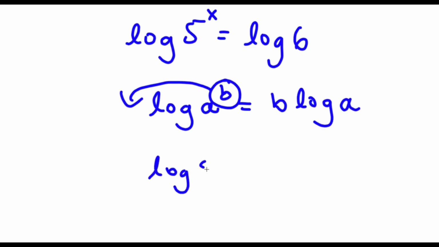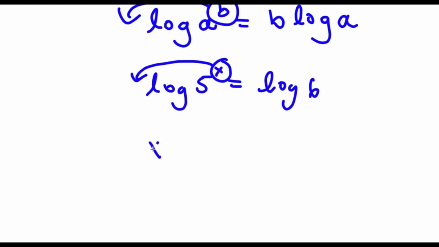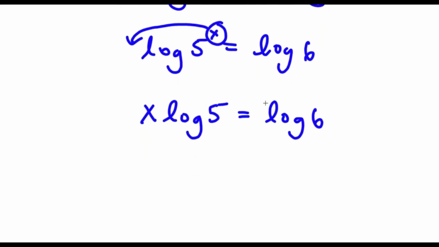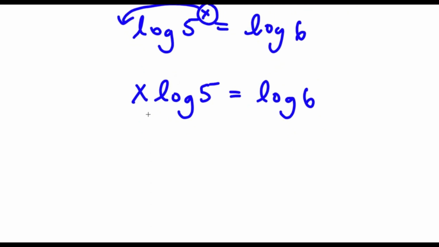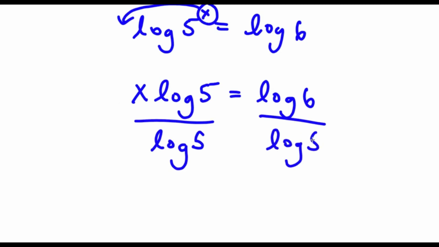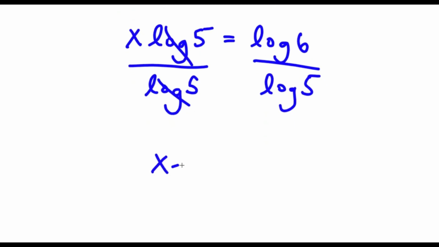So I have log 5 to the power of x is equal to log 6. And now if I move x to the front, I get x times log 5 is equal to log 6. Now I'm simply going to divide both sides by log 5. So these two cancel out, and I'm left with x is equal to log 6 over log 5.